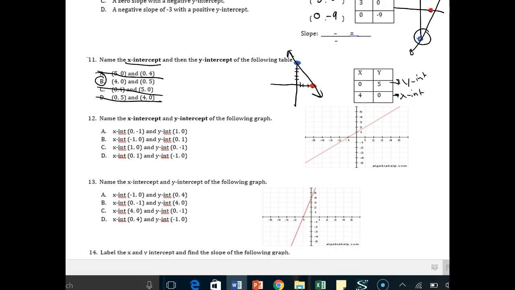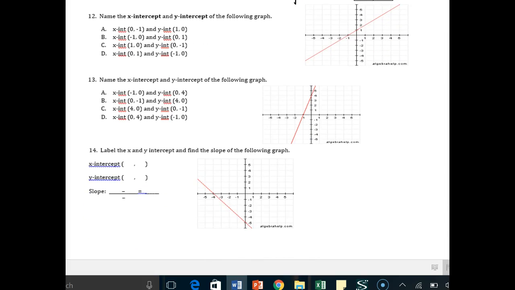Number 13. Name the x and y-intercept of the following graph. Well, here's your x-intercept where it crosses the x-axis. That would be -1, 0 as the x-int. And here is your y-intercept where it crosses the y-axis at 0, 4, your y-int. So if we look at this, x-intercept -1, 0, 0, 4, that's right. This is wrong. It's got the wrong x-intercept. So is this. So is this. The only correct answer is A.